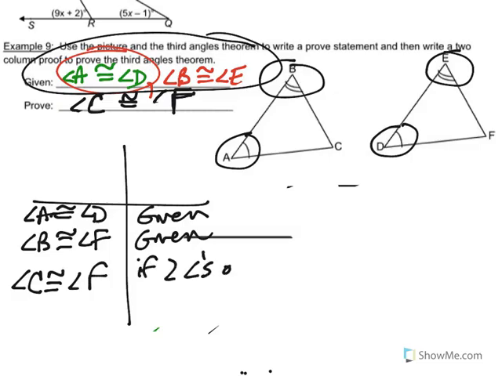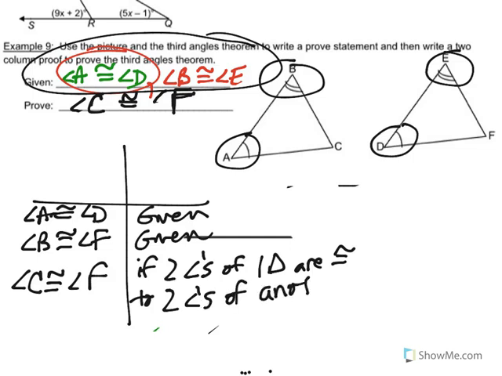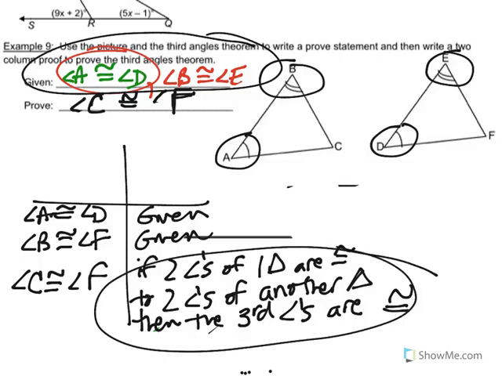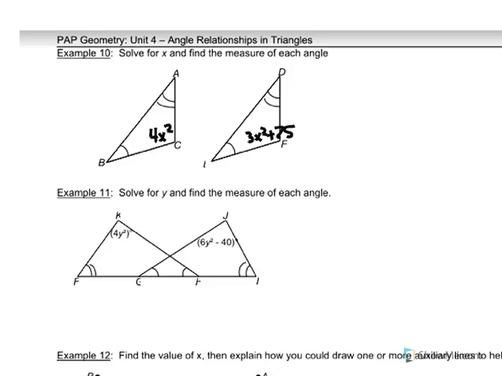If two angles of one triangle are congruent to two angles of another triangle, then the third angles are congruent. So I went through a long proof to show you that we can say that when we're doing a proof. If you're given that two angles of one triangle are congruent to two angles of another, we know that the third angles are going to be congruent. Okay, good? Let's move on to the next part.